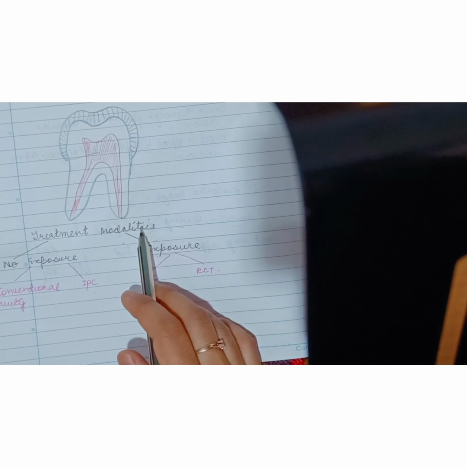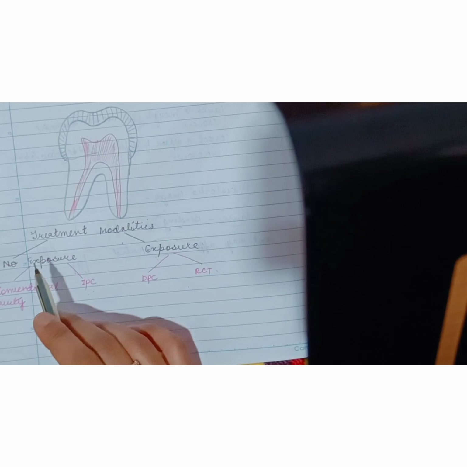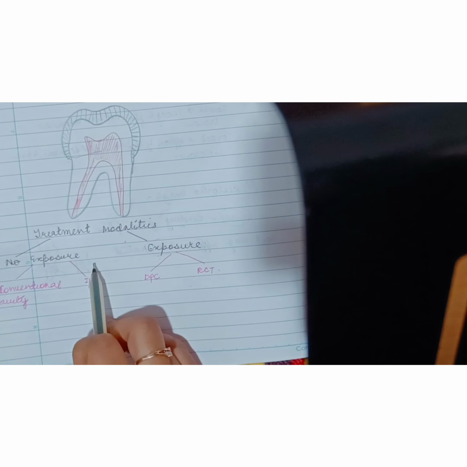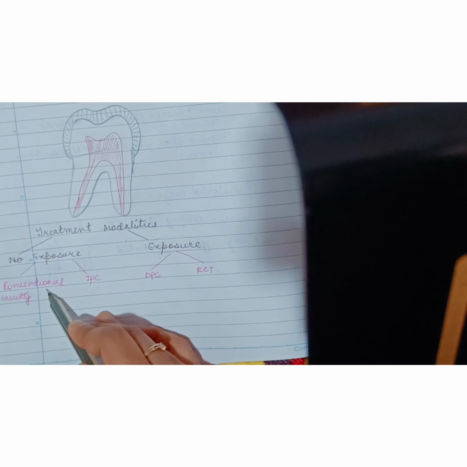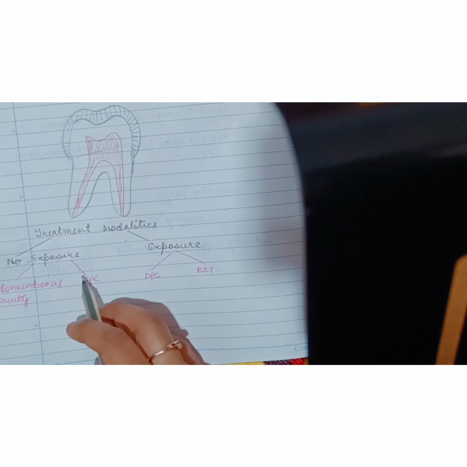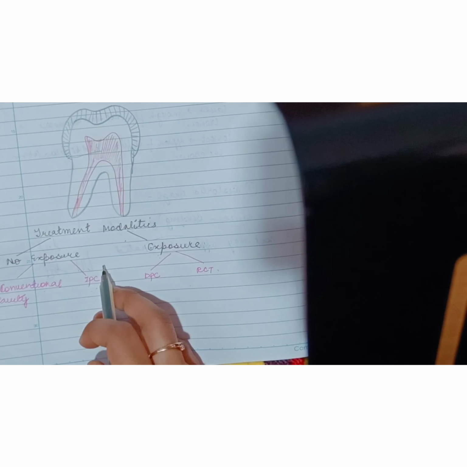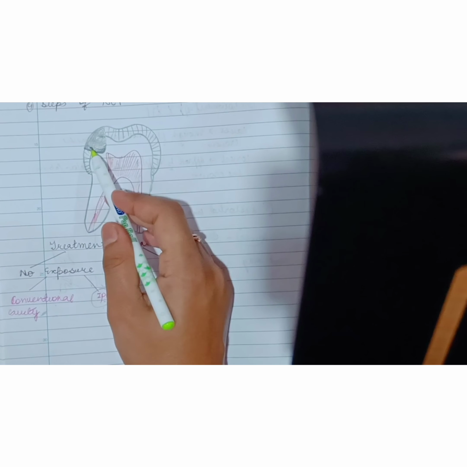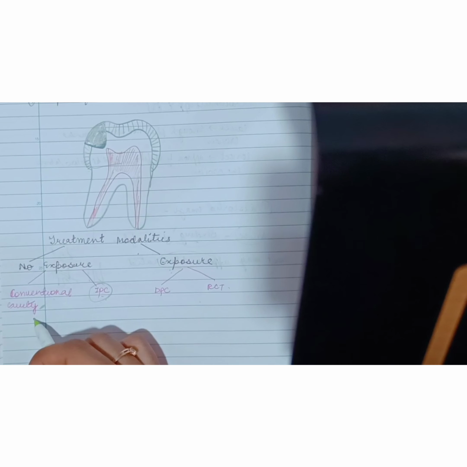The various treatment modalities depend on whether the pulp is exposed or not exposed. If the pulp has not been exposed, we have two options. Either we can go for conventional cavity preparation and then filling, or we can go for IPC. And this depends upon the extent of the carious lesion. If the carious lesion is shallow, we can make the conventional cavity and then restore the tooth.